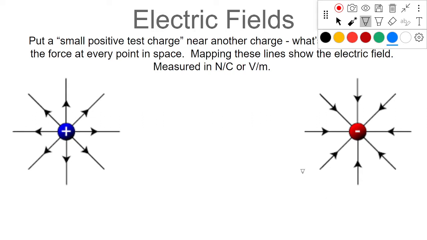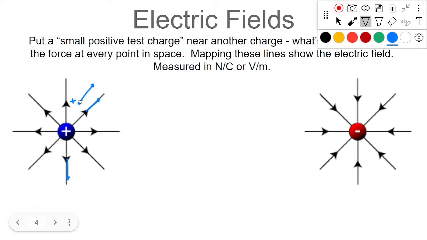We're kind of imagining that we're coming in here and putting in a small positive test charge. And you know that if I put a positive charge right there, that this positive and that positive would repel each other. They're like charges, so they repel, and I'm going to get a little push that way. And if I put it here, there'd be a push there. If I put it down here, there'd be a push this way.